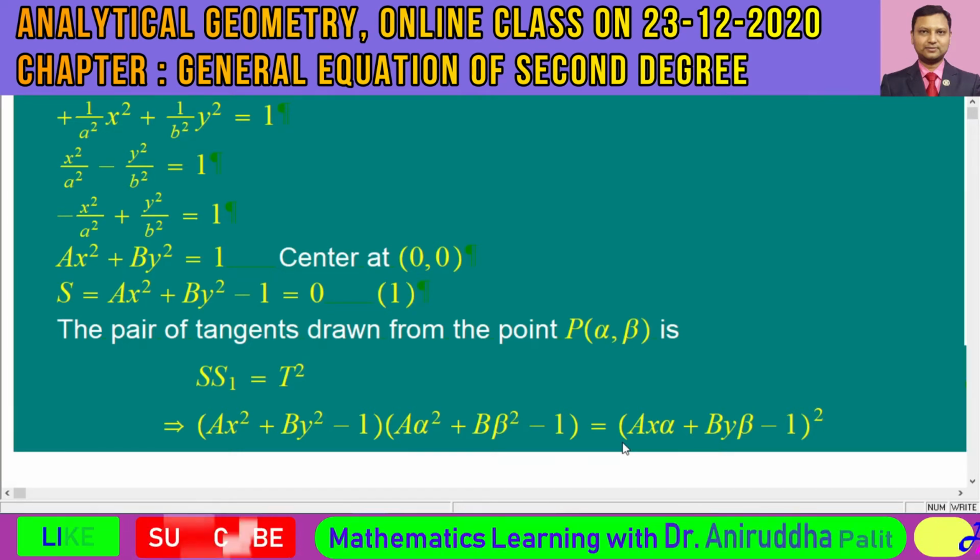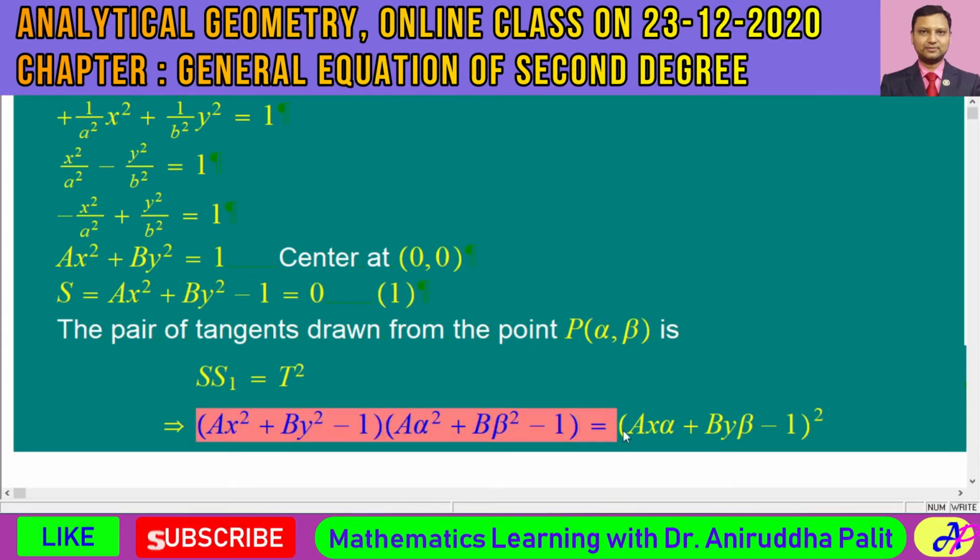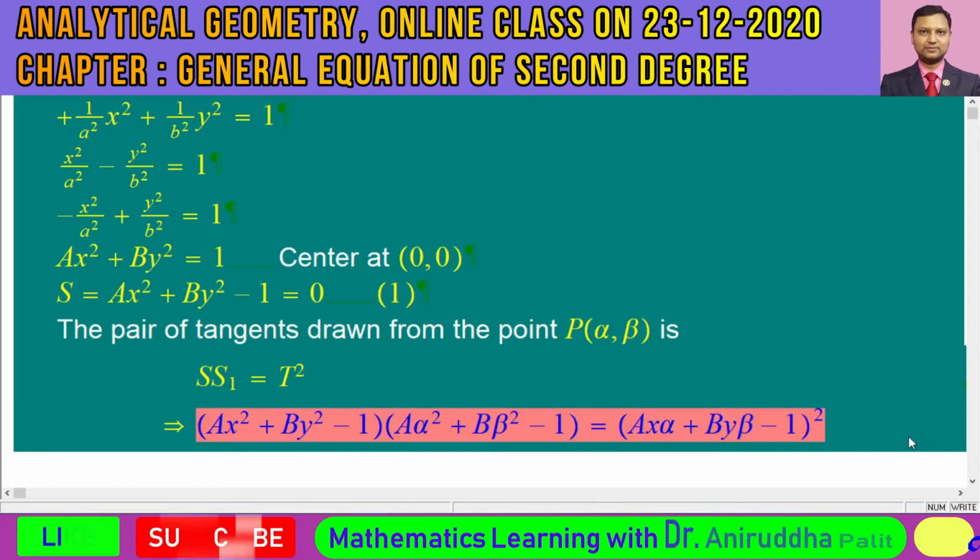Now, it would represent a pair of straight lines, and we know that the angle between the pair of straight lines would be 90 degrees provided the coefficient of x square plus the coefficient of y square becomes equal to 0. The condition is small a plus small b is equal to 0. A plus b is equal to 0 is the condition under which this pair of straight lines would represent two perpendicular straight lines.